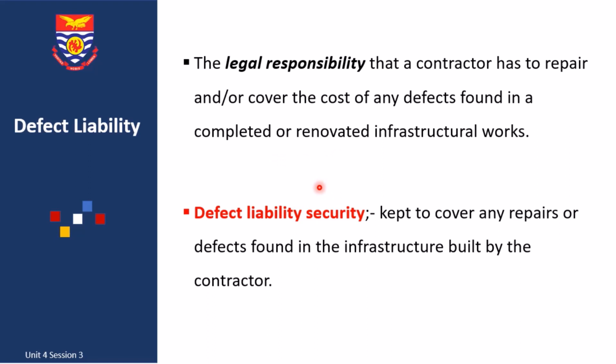So the defect liability in itself is the legal responsibility of the contractor to perform any repairs of defects in the completed works, whilst the defect liability security or guarantee is the amount of money or a commitment by the contractor that is retained by the procurement entity to assure the procurement entity that the contractor will actually fix the defects that are detected after the contract has been completed.